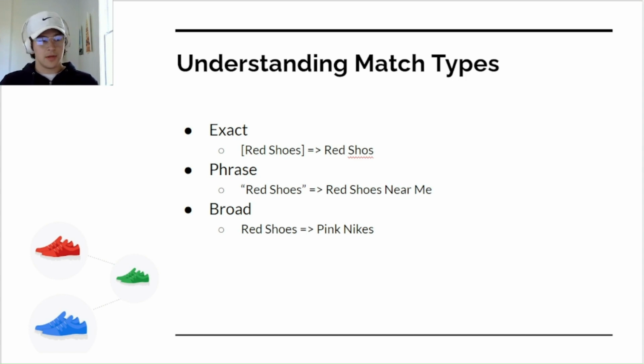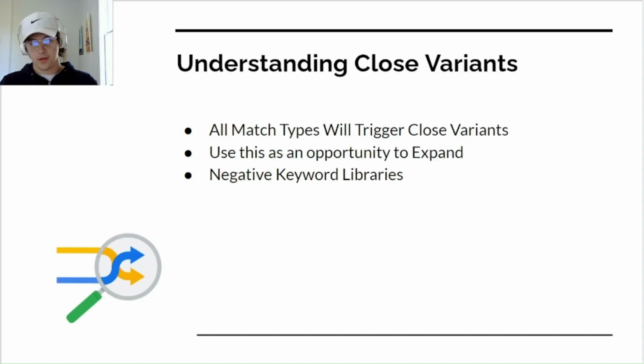Ultimately, broad can be used as branding, as awareness, and lower funnel if you have the time and the resources and the automation to see it through. So understanding close variants, right? All match types will trigger close variants. And basically what that means is that even your exact match keywords might trigger misspellings, plural versions, right? And so all positive keyword match types are eligible to match to these close variants, which are essentially variants that are similar but not identical to a specific keyword.